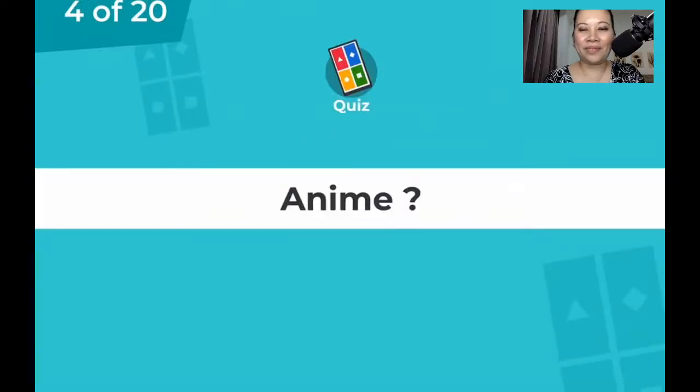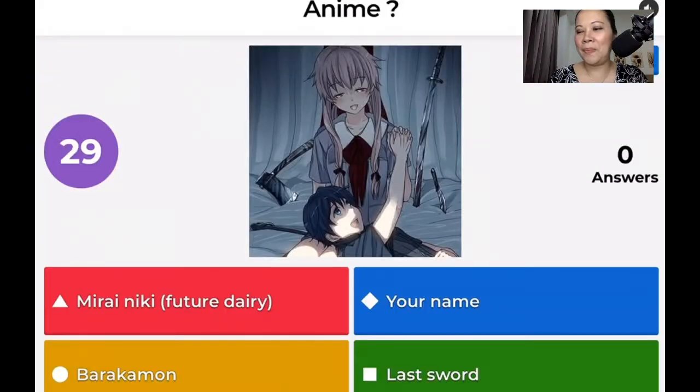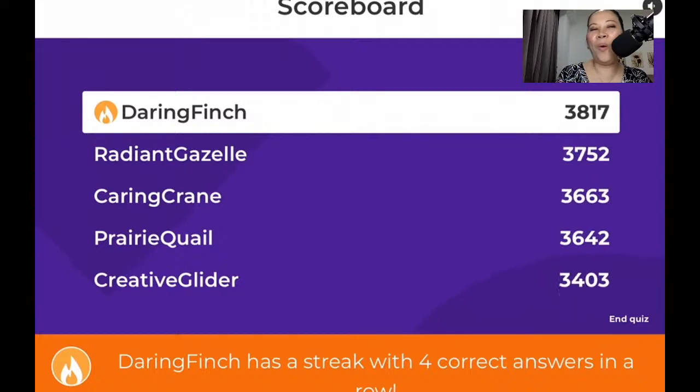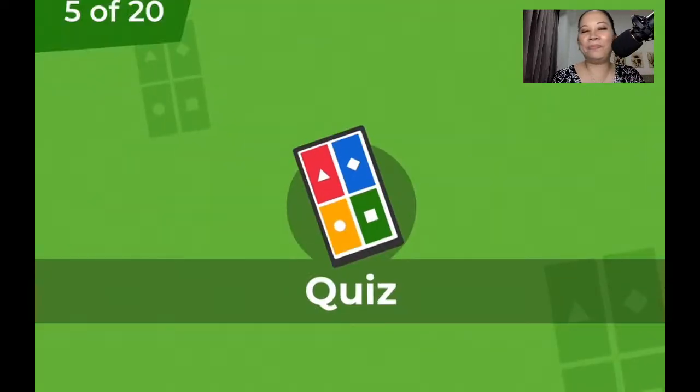Next one. You have 30 seconds to answer. Guess that anime. Which anime is this? We will wait for the rest to answer. Yes, that's Mirai Nikki, or the Future Diary. Well done. Let's see if it's still Daring Finch. Whoa, someone is on fire. Daring Finch has a streak of 4 correct answers in a row. Alright, let's proceed. Someone is on fire.